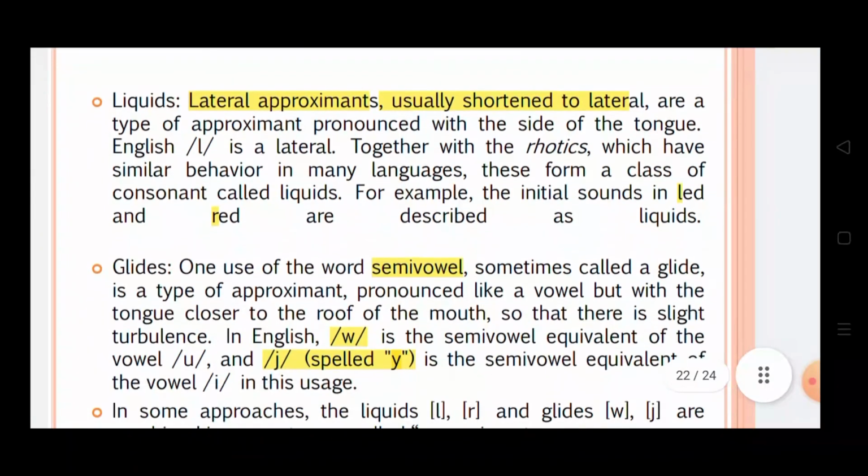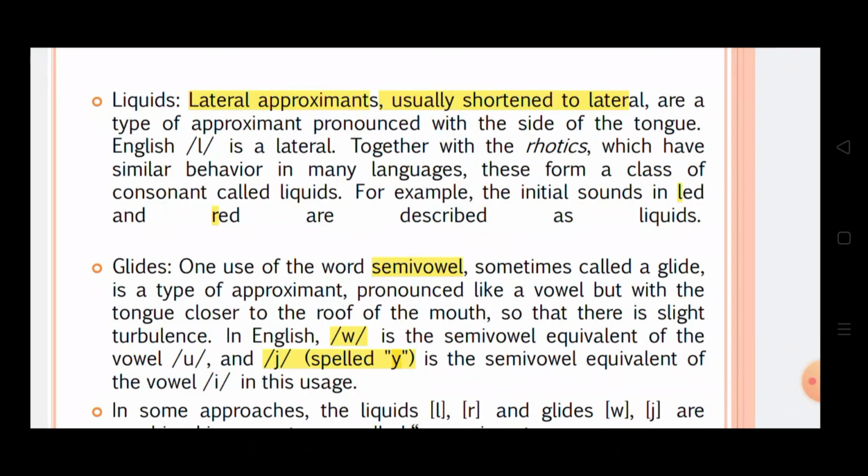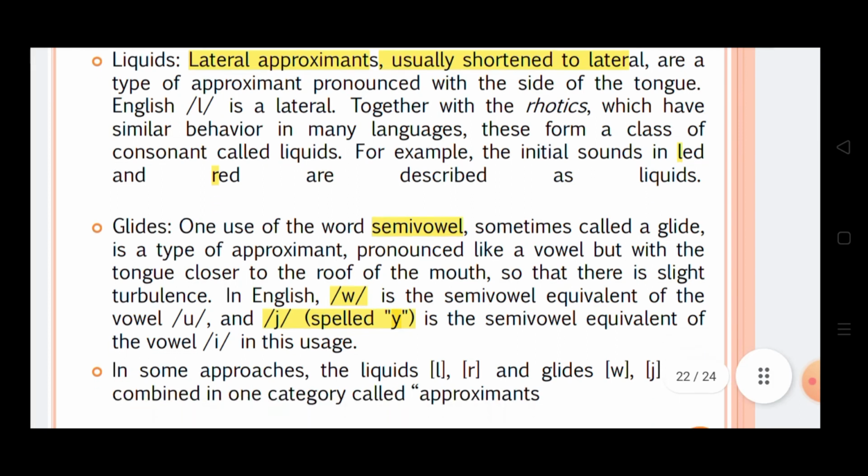So another category according to manner of articulation is the liquid sounds, which are also known as lateral approximants, or simply lateral sounds. These are types of approximant produced with the side of the tongue. For example, the l sound. L is a lateral, and together with rhotics. Rhotics mean the languages in which the R sound is prominent. So for example, the initial sound of L in the word let and the initial R in the word red are described as liquids.